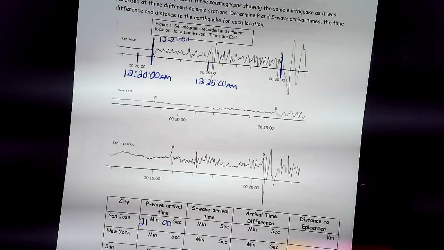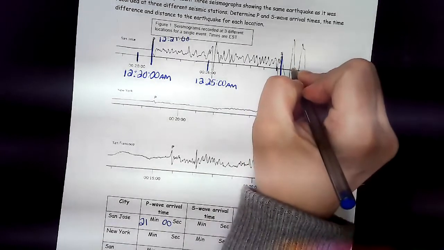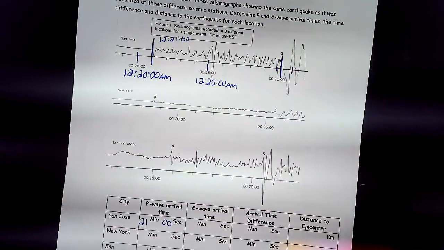Now we're going to do the same thing for the S. Does the S wave get there right on 30? No, it's a little bit past. So here's 30. Here's 31. What would you estimate that S to be at? Yes. So it's 30 minutes and 10 seconds.